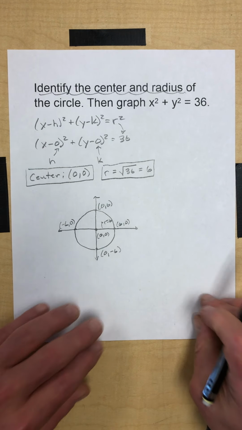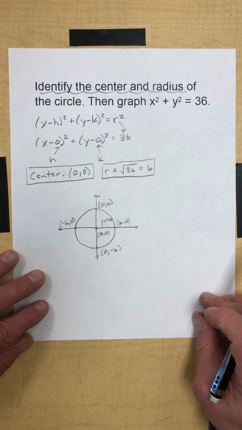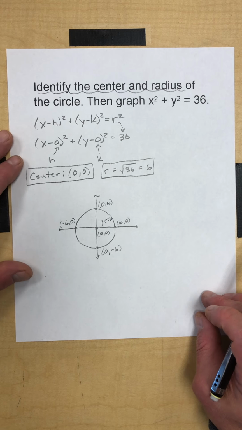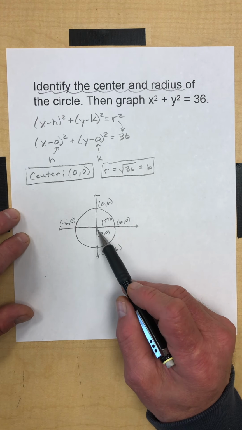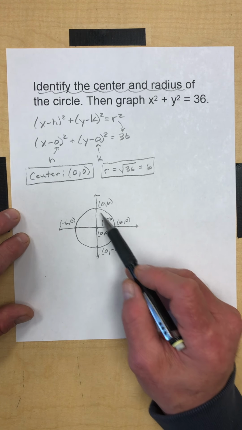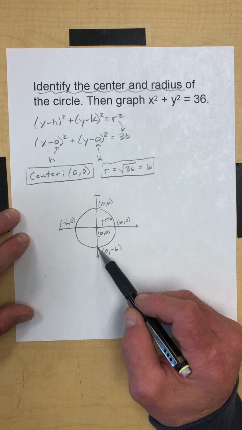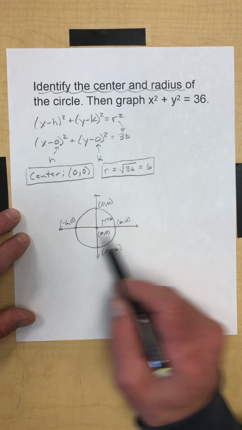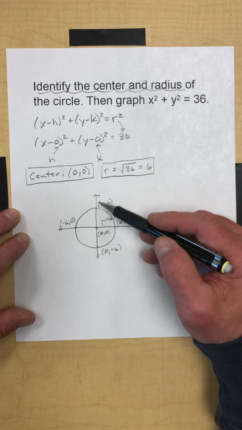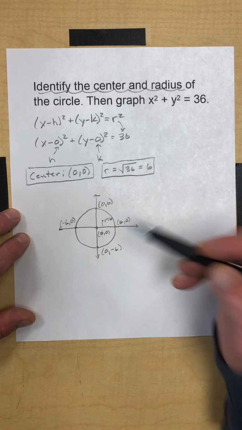I don't have that much artistic ability, so my graph is okay. It's not awesome, but it's good enough. But the important thing here is that you label the center and you label these 4 intercepts where the circle crosses the x-axis here and here, and then crosses the y-axis here and here.